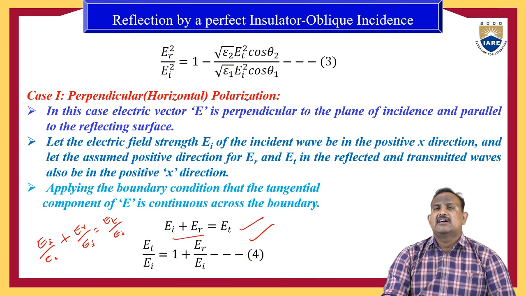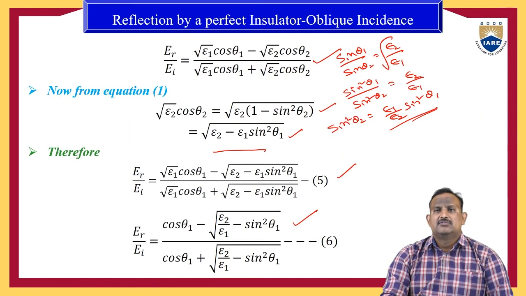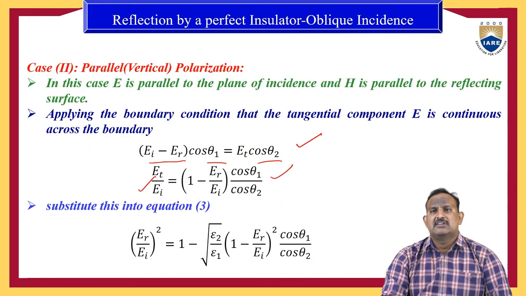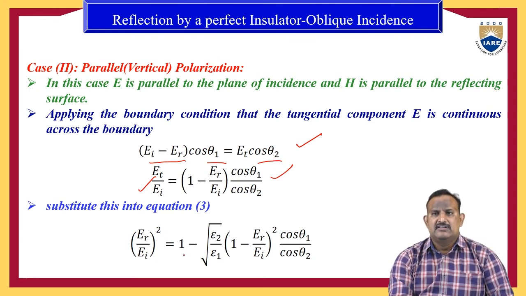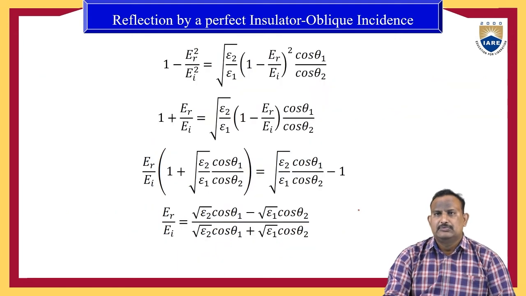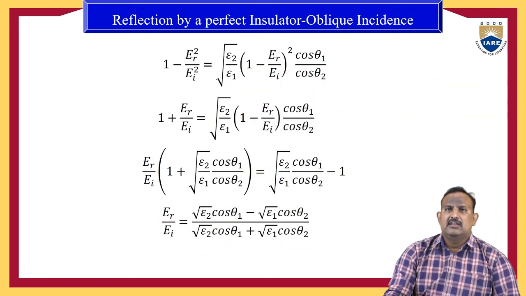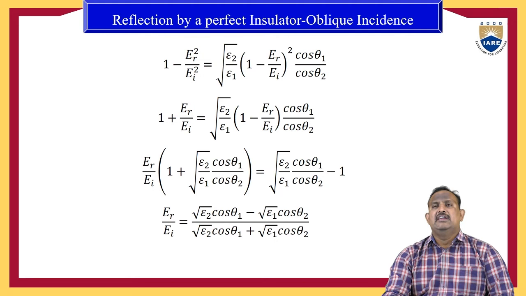Equation 3 is ER square by EI square equal to 1 minus root epsilon 2 by epsilon 1 into ET by EI whole square into cos theta 2 by cos theta 1. If you substitute this in equation 3, it becomes ER by EI whole square equal to 1 minus root epsilon 2 by epsilon 1 into 1 minus ER by EI whole square into cos theta 1 by cos theta 2. Again here we need to simplify the equation.